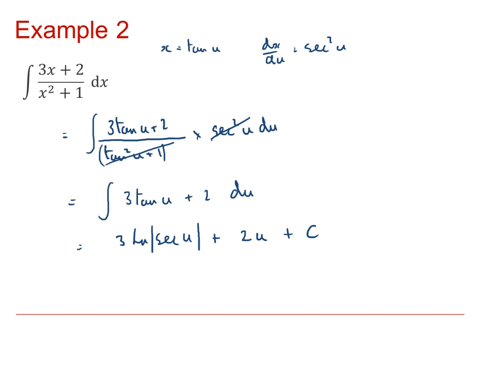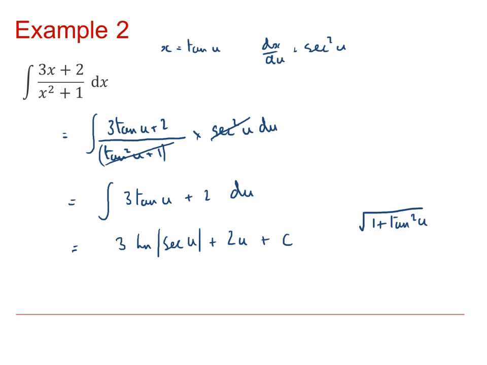Well, sec u is going to be equal to the square root of 1 plus tan squared u, so that's the square root of 1 plus x squared. So when we put that into the integral, we've got the logarithm of the square root of 1 plus x squared. Well, we can take the square root as a fraction out of the logarithm, so 3 over 2, and then inside the logarithm just 1 plus x squared. Then 2u, u is equal to arctan x, so this is 2 arctan x, and then plus a constant.